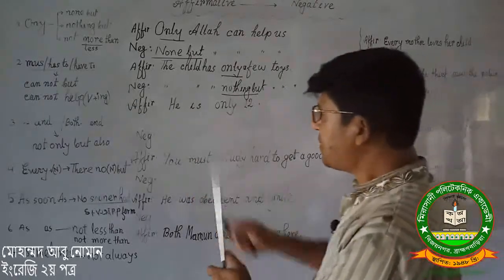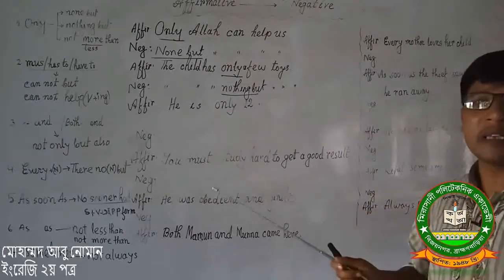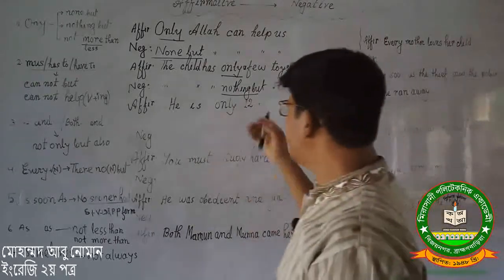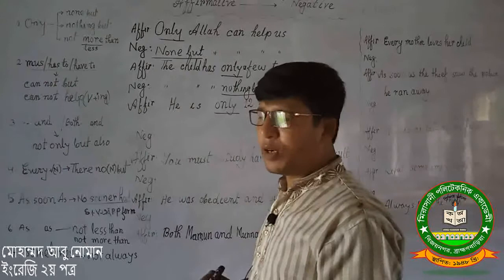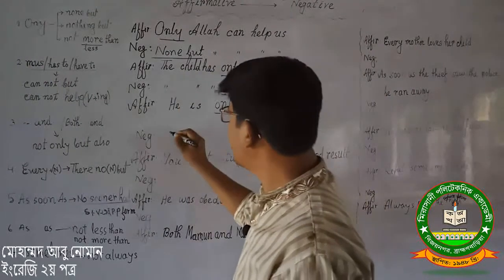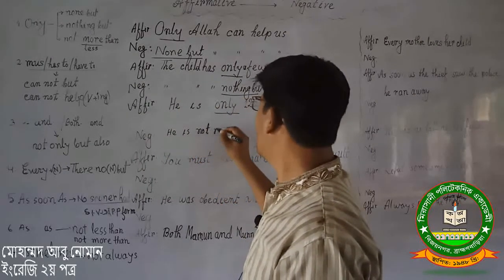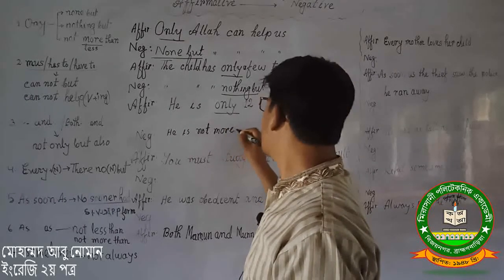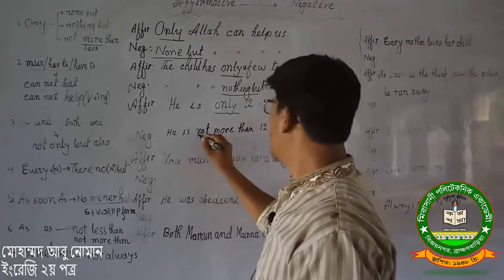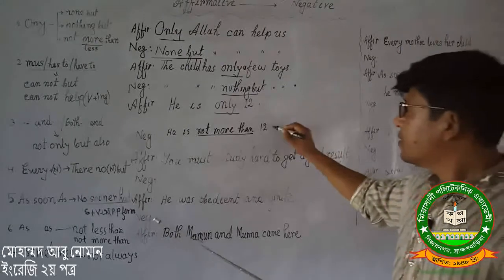Another sentence: He is only 12. Only indicates the number 12. 12 means he is 12 years old. This is age. So we will turn this word into not more than. He is not more than 12. We have changed only the word only.